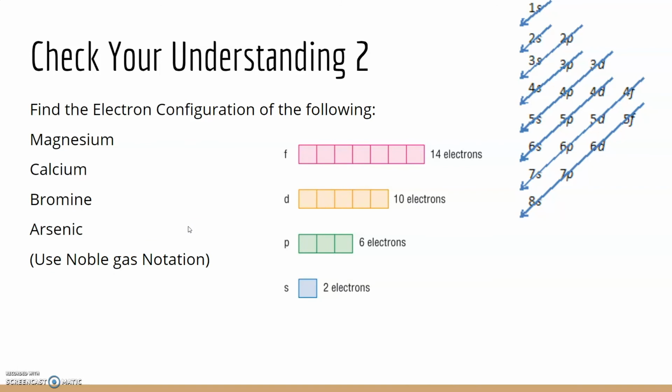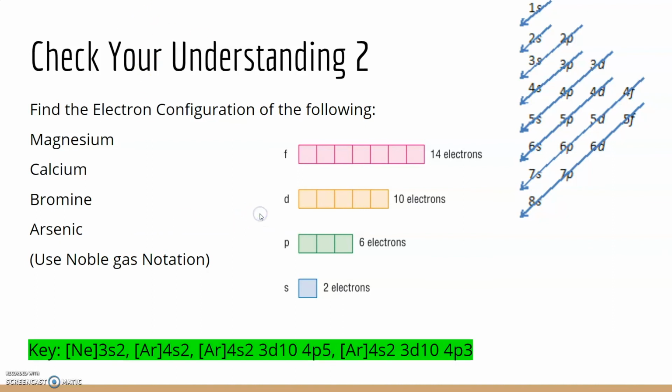We're going to look through and find the electron configuration of the following elements: magnesium, calcium, bromine, and arsenic. These are all pretty big elements, so we have the key here. It's a lot easier to just use the noble gas notation and shorten it as much as you can. So for magnesium, normally you'd have to write 1s2, 2s2, 2p6, 3s2, but you can shorten that and put neon next to it, because neon is the largest noble gas that comes before magnesium in the periodic table.